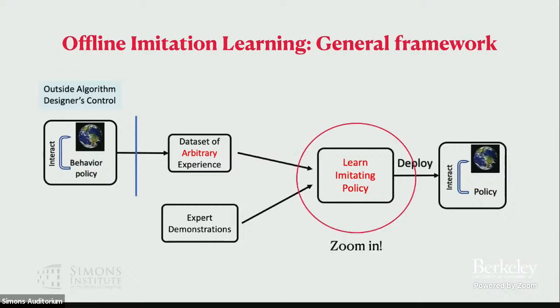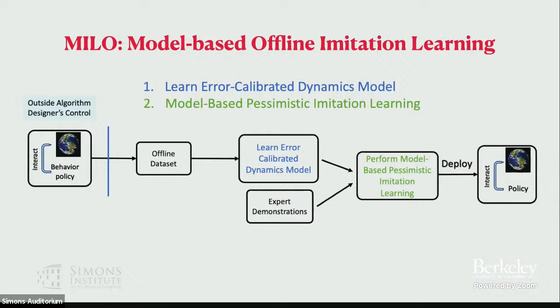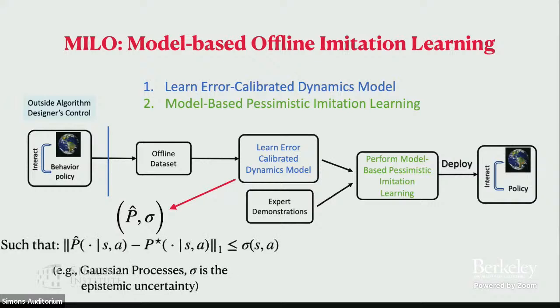So let's zoom into this box. Inside this box, I have two procedures. The first procedure is still the model-based training. In this case, I'm going to use the offline data to train a model together with some sort of uncertainty quantification. So this p hat is the estimated model, and sigma is some uncertainty quantification, which basically says that for every state-action pair, the deviation between the learned model and the ground truth is upper bounded by sigma. If you use a Gaussian process in this case, sigma probably is the epistemic uncertainty. So we're going to assume we have these two pieces of information from the model training part.